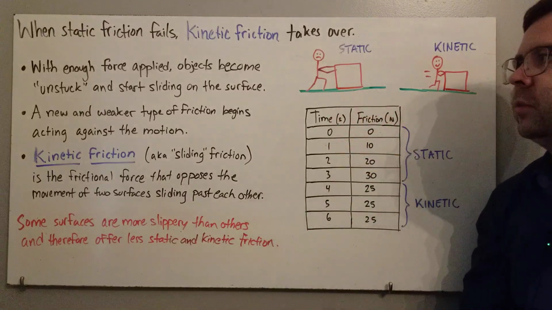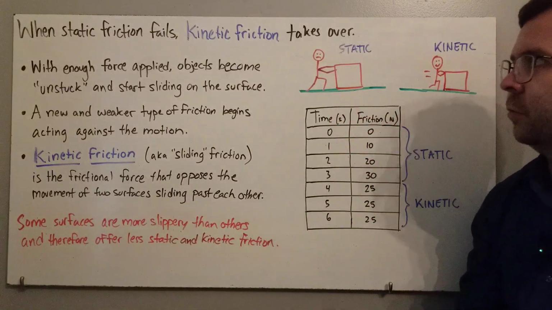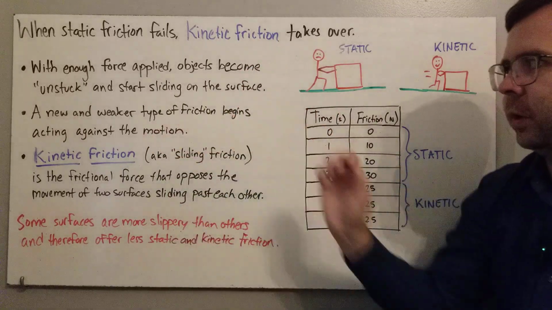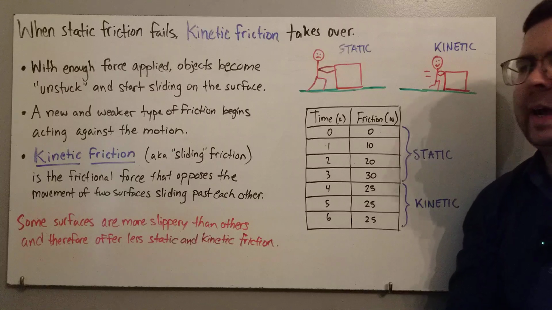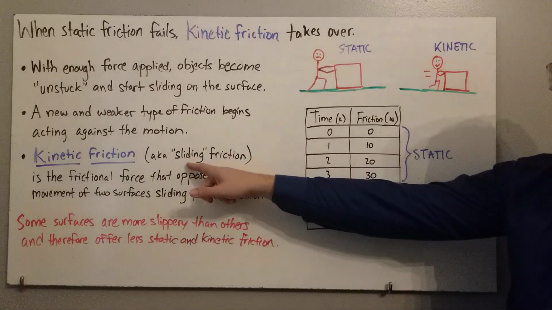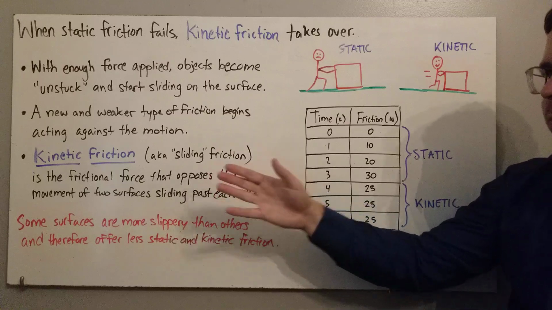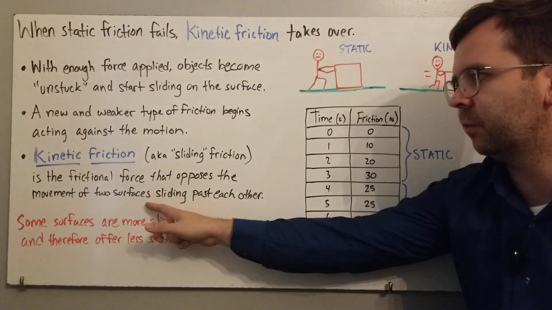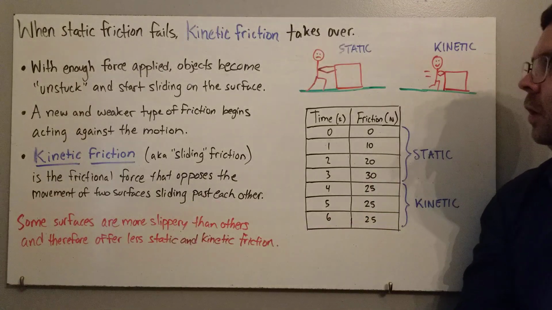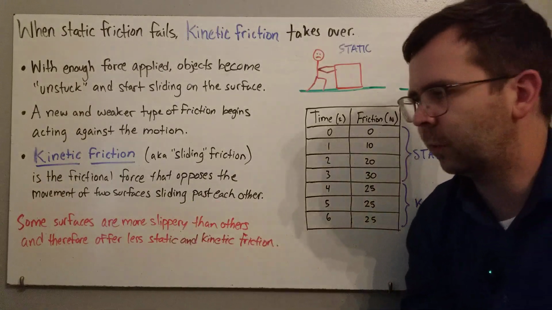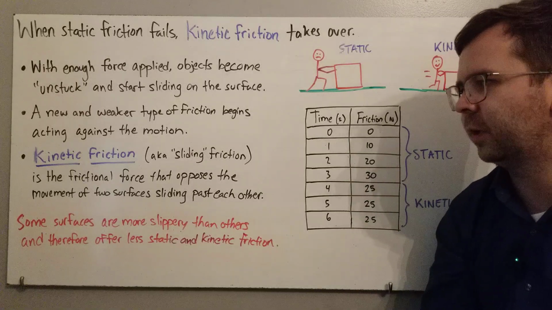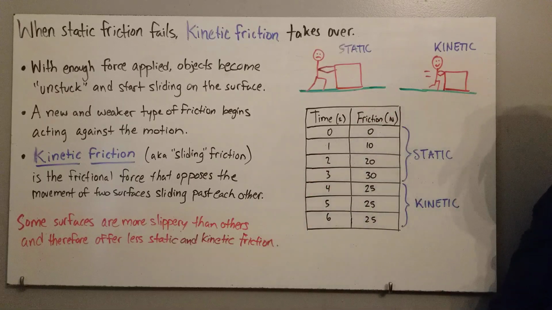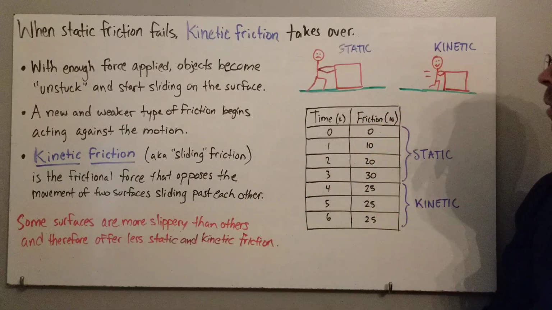Objects will eventually become unstuck and start sliding on a surface, and that's when kinetic friction takes over. Kinetic friction is a new and a weaker type of friction when it begins acting. And another word for kinetic friction is sliding friction. So defined, kinetic friction is the frictional force that opposes the movement of two surfaces sliding past each other. Some surfaces, as I said before, are more slippery than others, and so therefore they offer less static and kinetic friction.